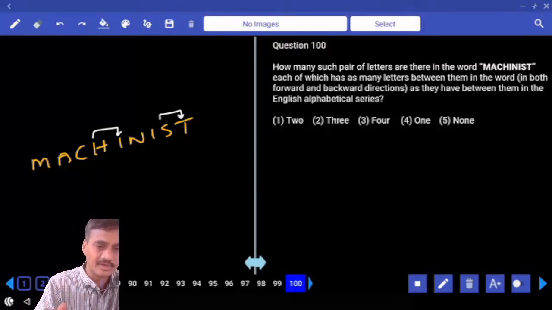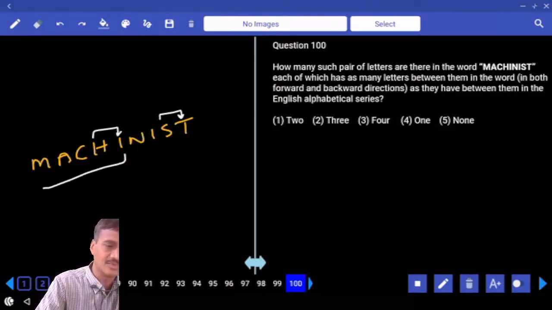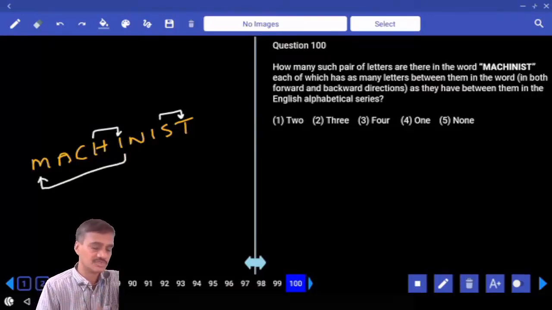I-J-K-L-M-N-O, N-O-P-Q-R-S, I-J-K-L-M, I-J-K-L. Understood? Hence how many pairs we have? Only 3 pairs. So 3, that is choice 2, question number 100.